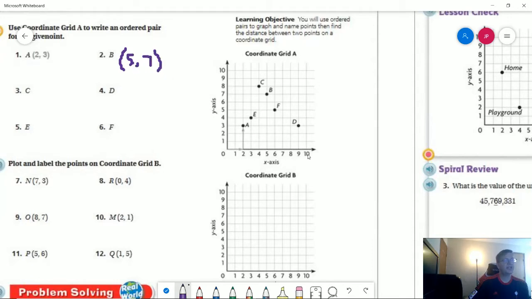Letter D, we're going to count to the left first. We're going to go over to 9 till we're underneath it, and then go up. That's going to give us the ordered pair 9, 3. And then letter F is right here. We are going to count over 6 and then count up 5. So that's going to give us 6, 5.